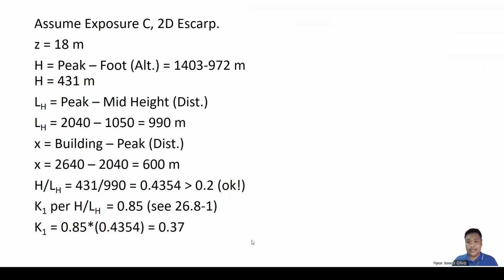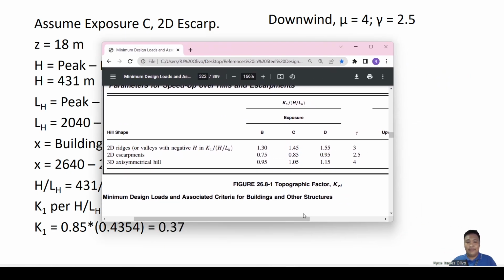So we have the first multiplier K1. For the second multiplier, we need to get mu and gamma. So where should we get this mu and gamma? Gamma is just 2.5 for 2D escarpments. For ridge and axisymmetrical hill, that is 3 and 4 respectively. But for escarpments, that is 2.5.